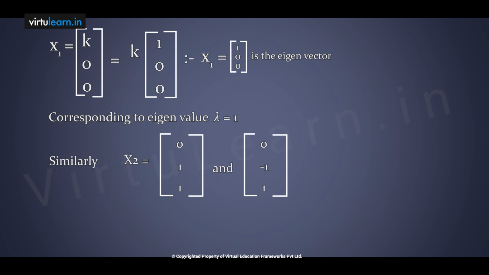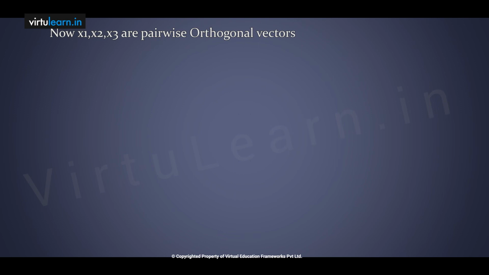Similarly, in the same way you can calculate x2 and x3. I am writing here directly, as we already did this process in eigenvalues and eigenvectors. x2 equal to (0, 1, 1) and x3 equal to (0, minus 1, 1) are the eigenvectors corresponding to lambda equal to 2 and 4 respectively. Now x1, x2, x3 are pairwise orthogonal vectors.